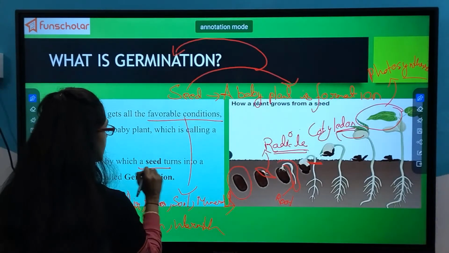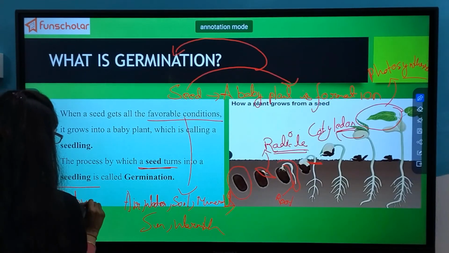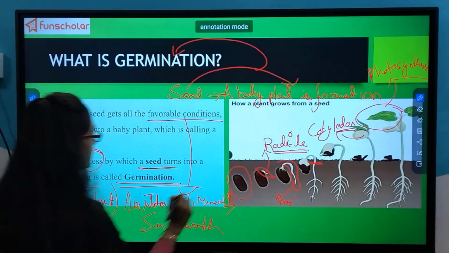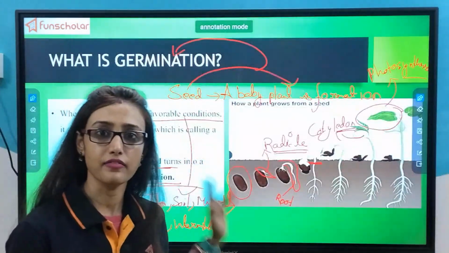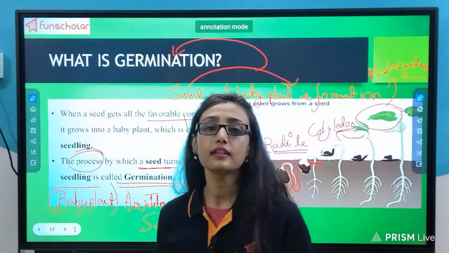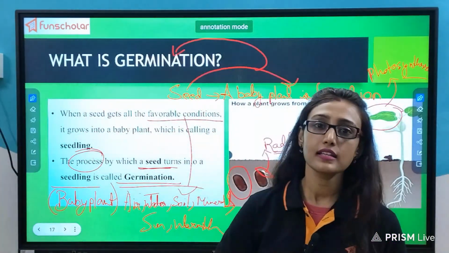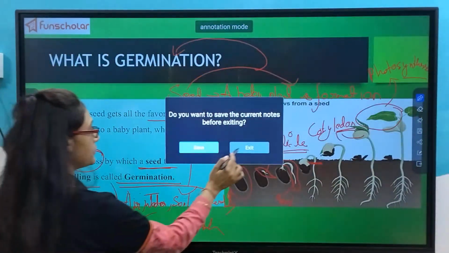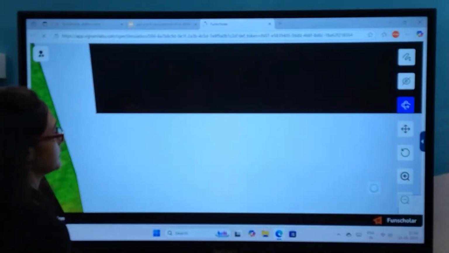A seed will turn into a seedling. That is nothing but the baby plant. And this process is known as germination. The process by which a seed develops into a new plant or a baby plant, and that baby plant's another name is seedling, is known as germination. Okay. I hope you are understanding these concepts clearly and well.